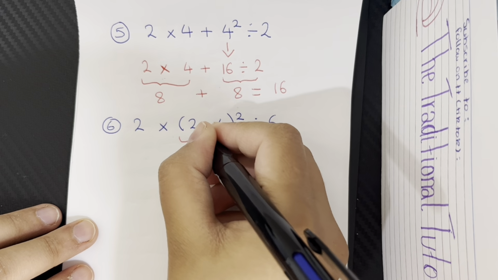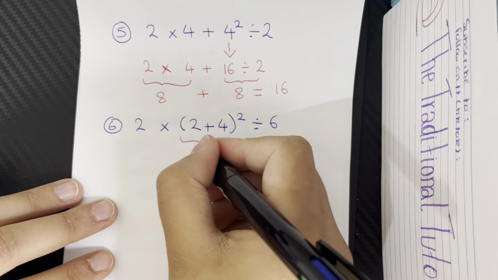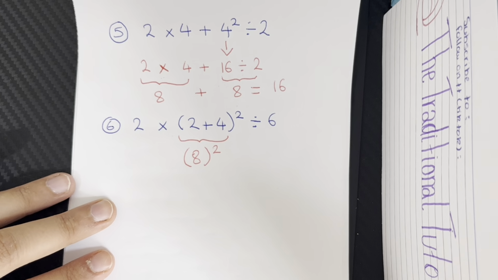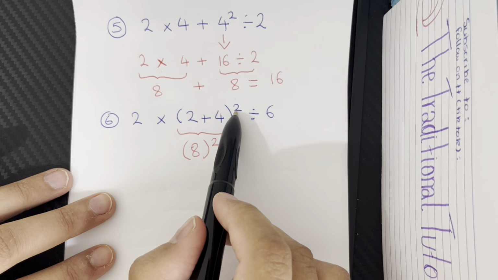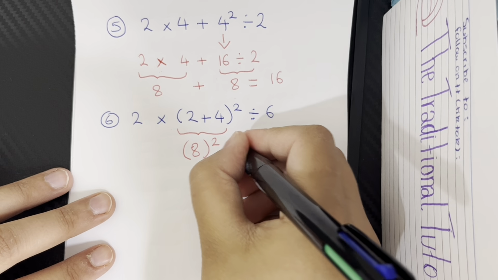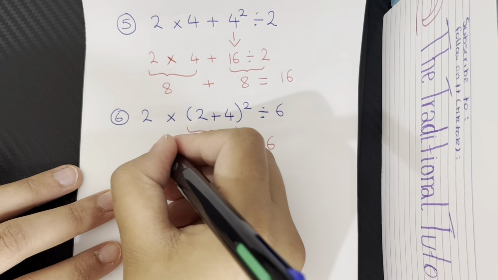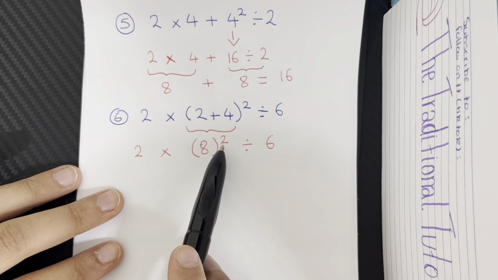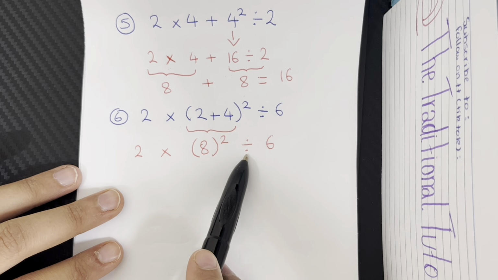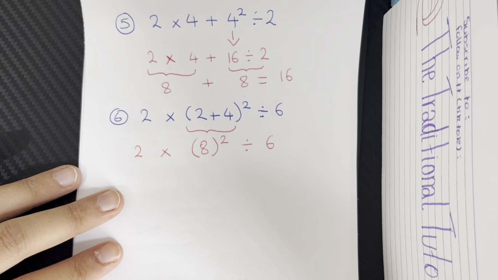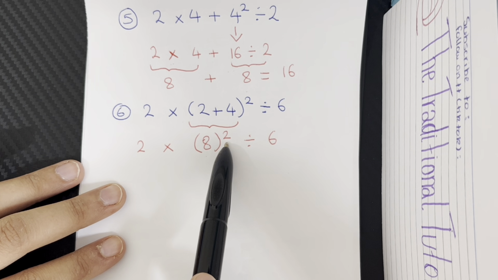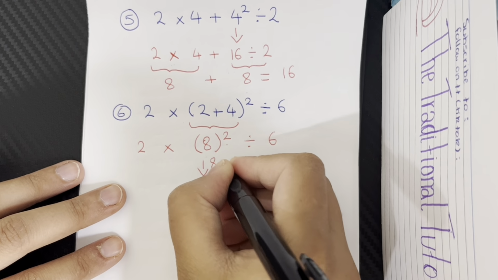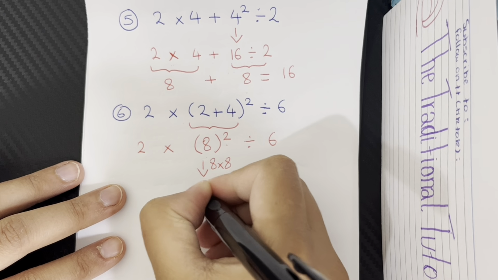So let's first do my 2 plus 4, because it's inside my brackets. That's 8, okay, and I'm remembering to square it because I've got a square sign at the top of my brackets. And I've still got my divide by 6 and my times by 2. Now I've got multiplication, power of 2 and division. So I need to be doing my indices first, which is 8 squared, okay, because that's the power. 8 squared, remembering, just means 8 times by 8, which gives me 64.